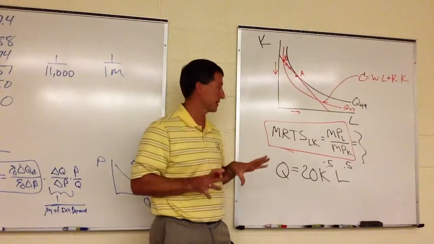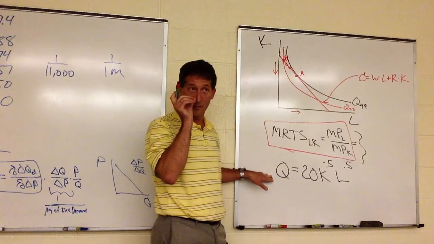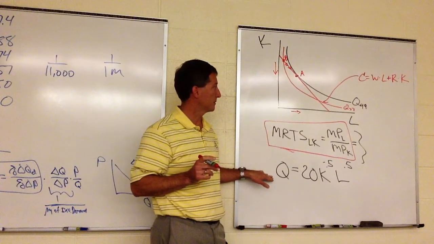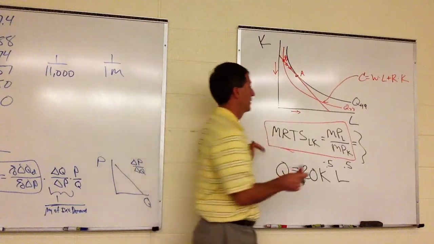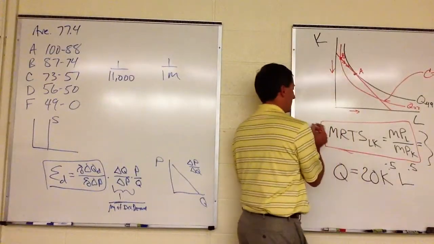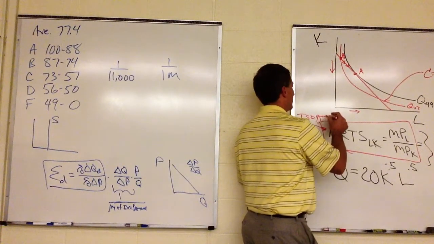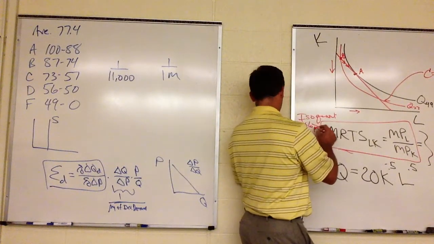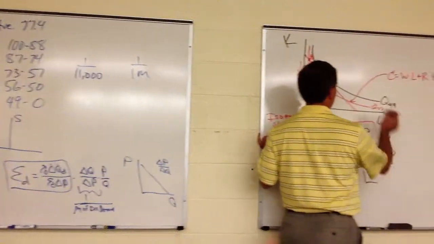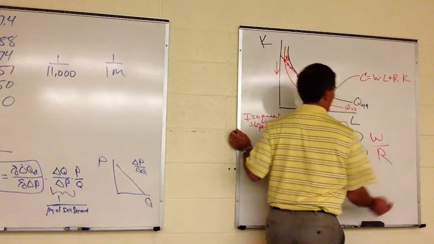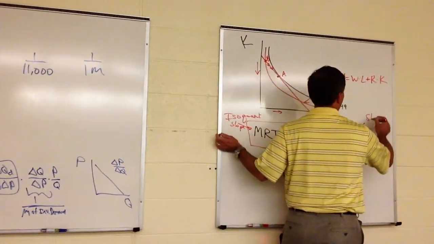Change our input mix. So the marginal product of labor over the marginal product of capital is the slope at point A. Yes, so this is the slope of the isoquant. And this is the wage rate, W over R, is marginal cost. Is the isocost, yep.